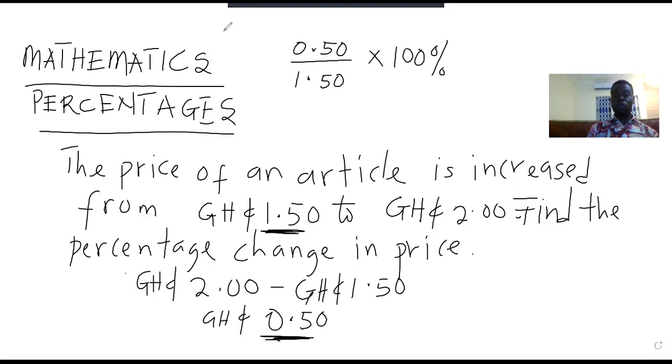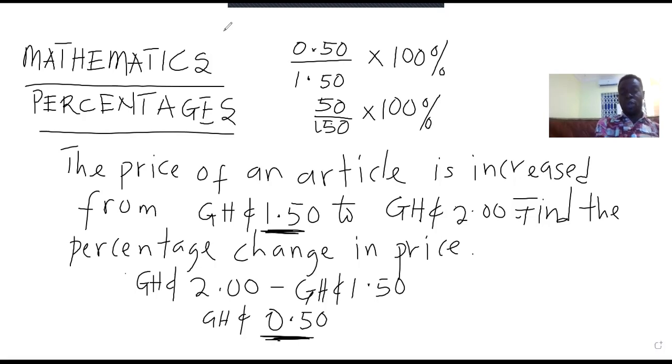Let us try to do away with the decimals. Good. So we're going to have 0.50. We are converting from cedis to pesos, so we multiply 0.50 by 100. That will give you 50 pesos over. We also multiply 1.50 by 100, and that will give you 150 pesos, times 100%.